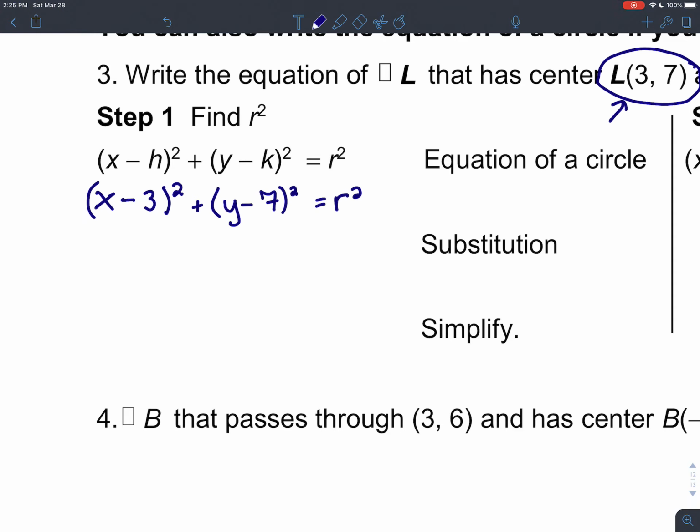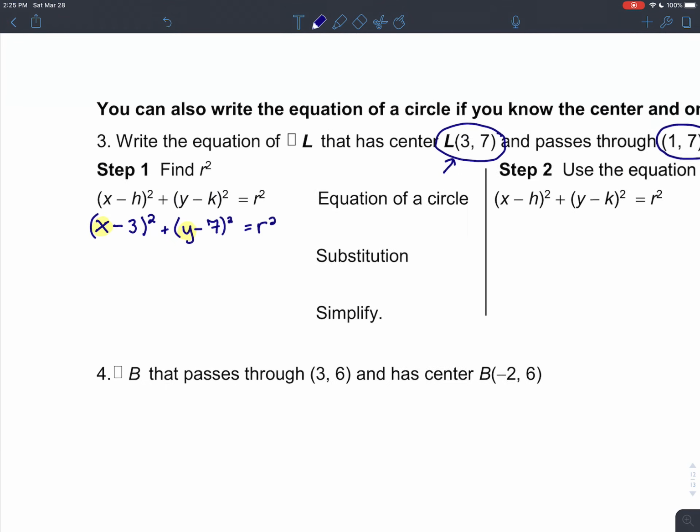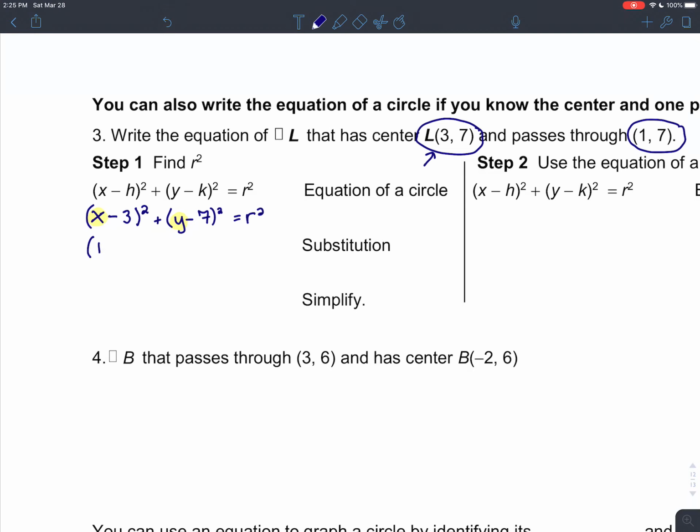Well, they gave us another point, right? They didn't give us the radius, but they did give us another point. So I can take that other point and plug those numbers in right here and right here. So I'm going to plug in a 1 and a 7. So 1 minus 3 squared plus 7 minus 7 squared equals r squared. So 1 minus 3 is -2. 7 minus 7 is 0, equals r squared.